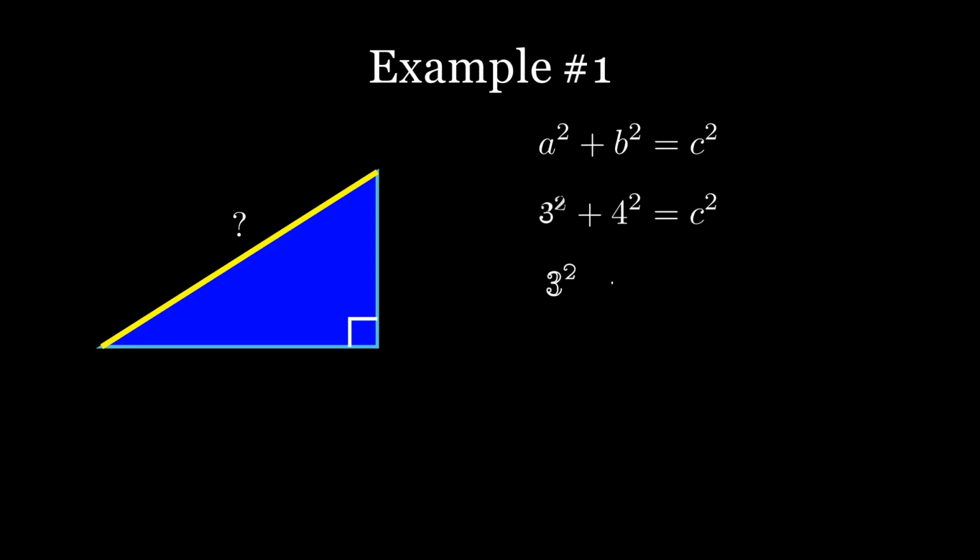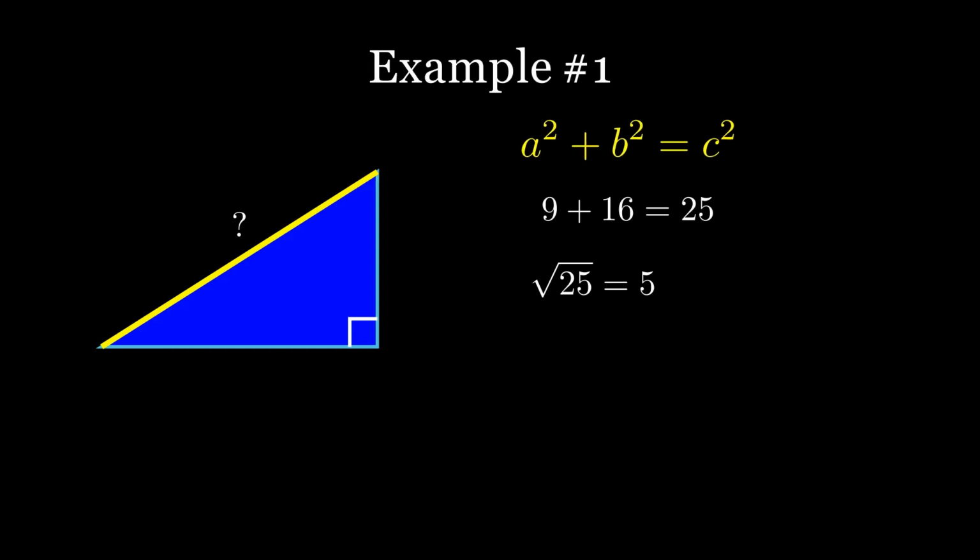3 squared is 9, while 4 squared is 16. Adding these 2 values equals 25, which is also equal to the square of the missing side length. Thus, all we have to do is calculate the square root of 25, which is just 5. Therefore, by using the Pythagorean theorem, we can find that the length of this side is 5 centimeters.